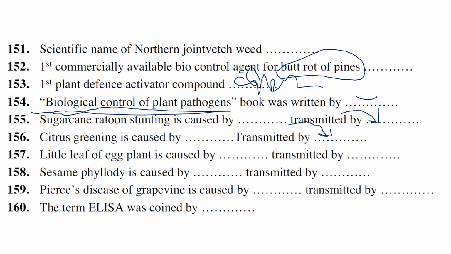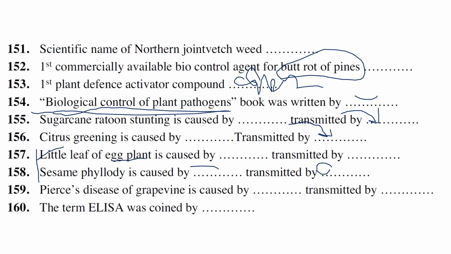Little leaf of brinjal, or eggplant, is generally caused by phytoplasma, and it is transmitted by the leafhopper Hishimonus phycitis. Sesamum phyllody is also caused by phytoplasma, but it is again transmitted by a leafhopper, Orosius albicinctus. The majority of phytoplasmal and spiroplasmal diseases are transmitted by leafhoppers only. Among the leafhoppers transmitting phytoplasmal diseases, these two are very important: little leaf of brinjal, transmitted by Hishimonus phycitis, and sesamum phyllody, transmitted by Orosius albicinctus.